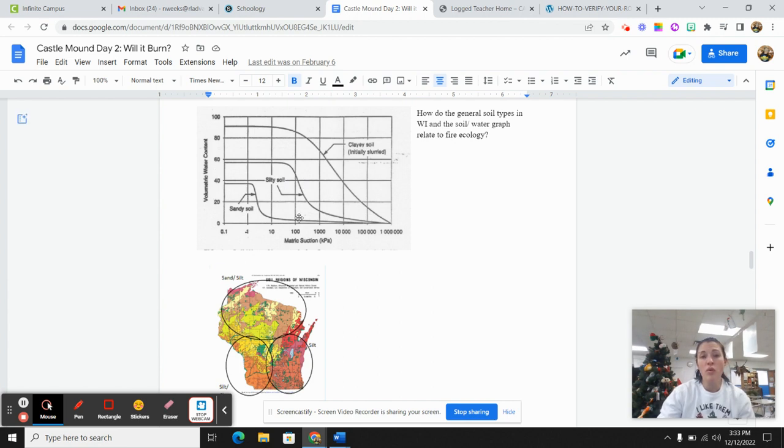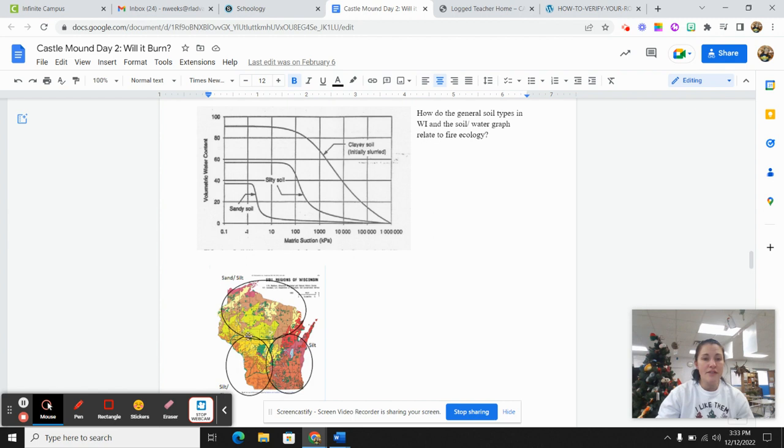Silty soil can hold a little bit more, and it takes a little bit more suction for those trees to get the water out. And then we have clay soil. So up here with this clay soil, it holds a ton more water, but it takes a ton of suction to get that water out. So it actually holds water for longer in the season.